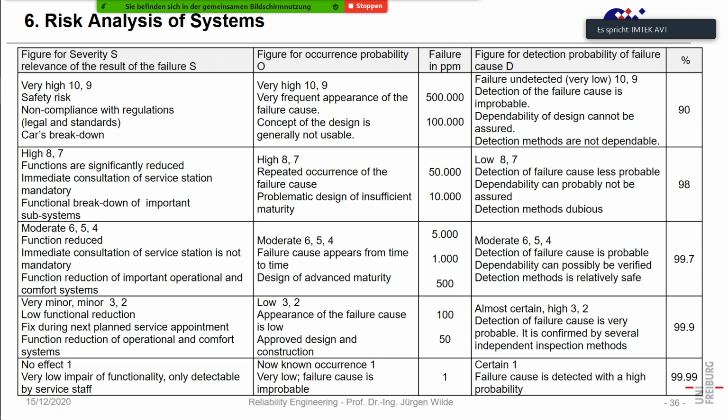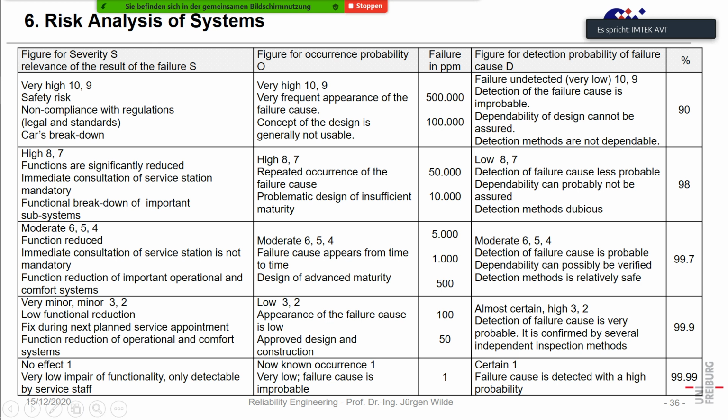When a very severe mistake was made, a miscalculation, for instance, a part is not strong enough or such a thing, or a systematic error in a software which appears, let's say, in any car of a series, then it's a high occurrence probability. On the other hand, if it's only 1 in a million, then we have a 1, which is very good.